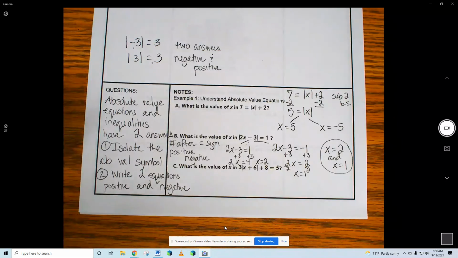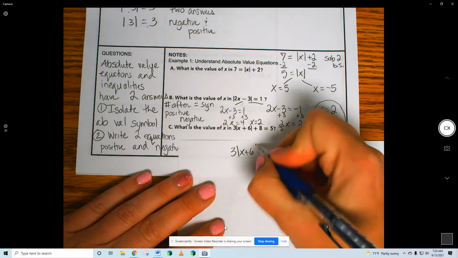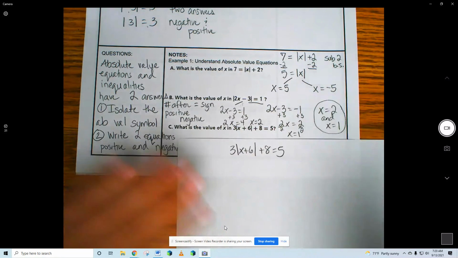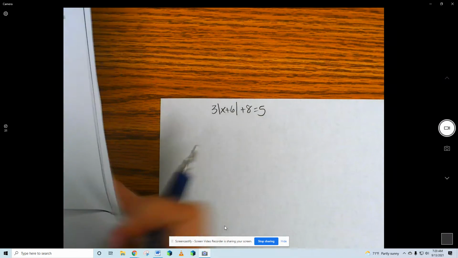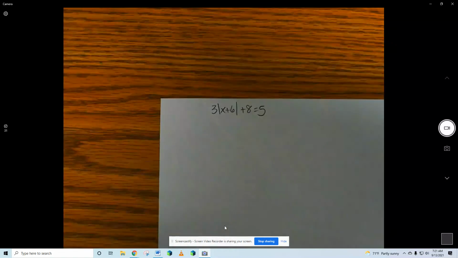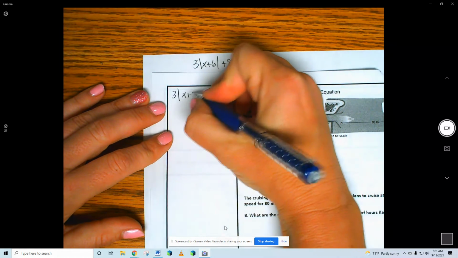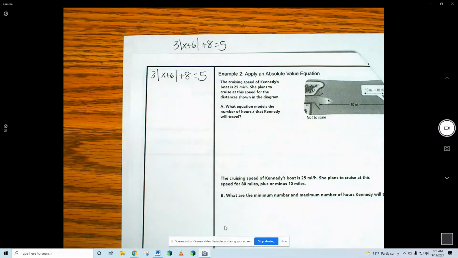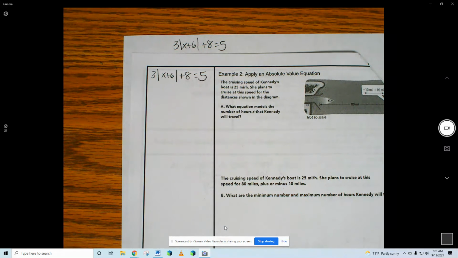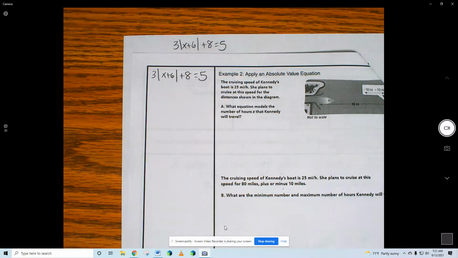On this one, I'm going to do it right here. Let's do it in the margin right here. Can you turn the page, next example 2? I want you to have plenty of space. It's not fair for you to have to smush everything in. Can you write the problem again? There it is. 3 times the absolute value of x plus 6 plus 8 equals 5.